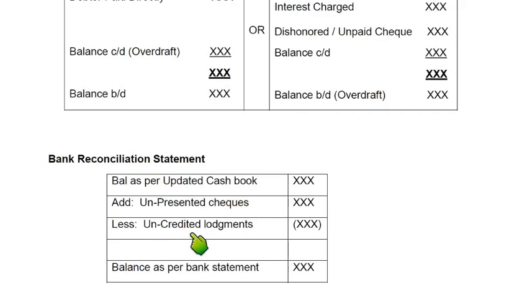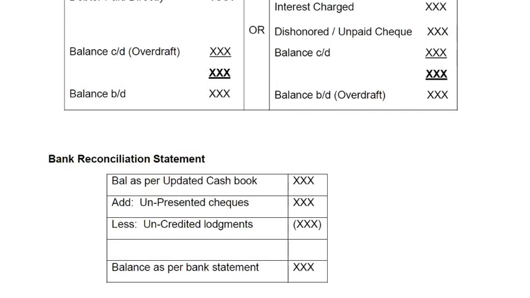Now, what is uncredited lodgement? Uncredited lodgement means we have received a check from a debtor, our customer, and we have deposited this check to our bank. So whenever we receive a check from the customer, we will be making an entry as bank debit and customer credit. We will be crediting our customer and we will be depositing this check to the bank. According to us, we have received the money, but what happened? The check was from some other bank.